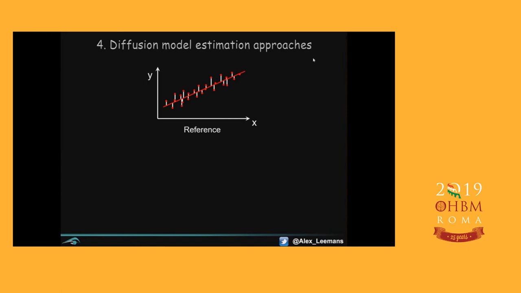And finally, I would like to say something about the diffusion model estimation approaches. Well, again, look at the residuals. In this case, you would say, okay, good quality data, but what if you have an outlier due to subject motion or pulsation artifacts? Well, in this case, from a statistical point of view, it's kind of trivial, right? It's an outlier. We have many tools to do that.